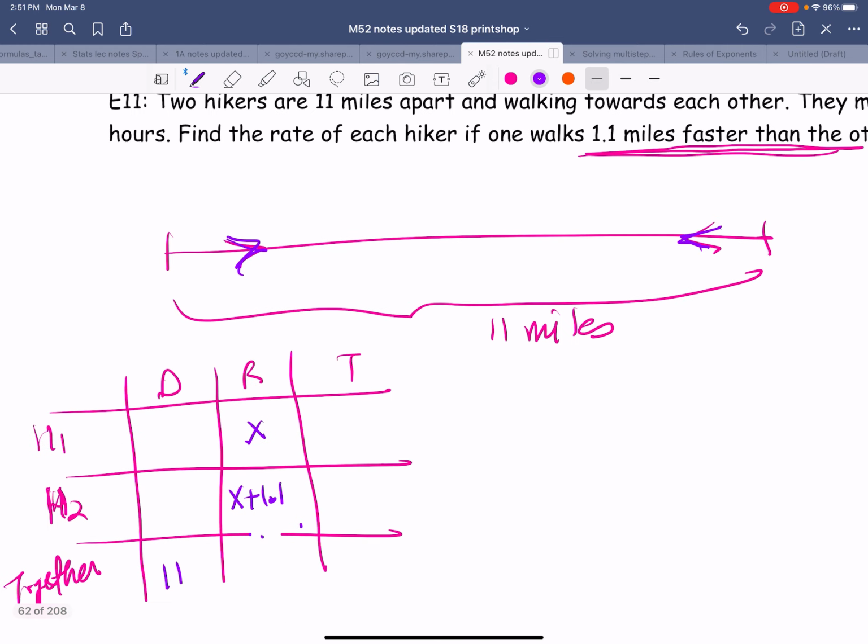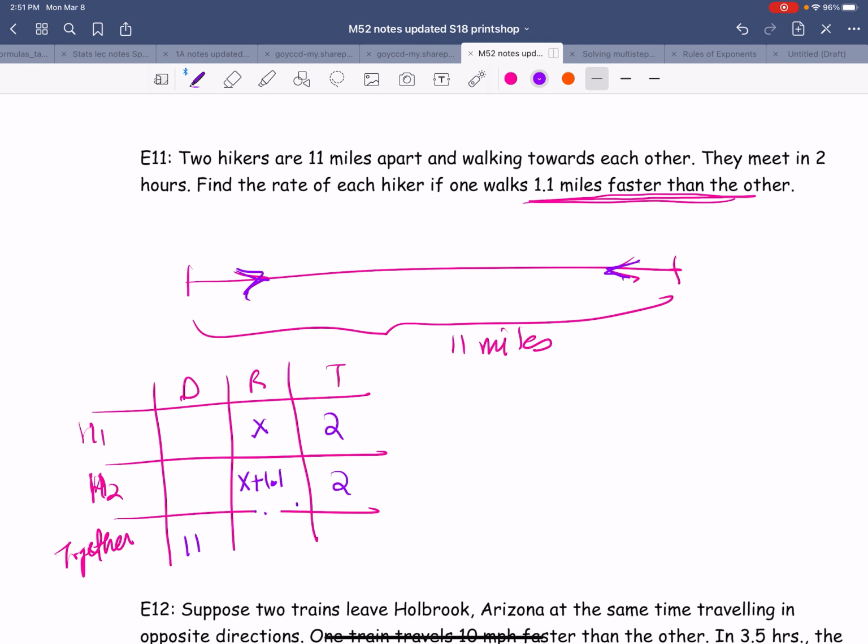And for how long have they been walking? Well, each of them has been walking for 2 hours because they meet after 2 hours. Now let's go back to the relationship d is equal to r times t. Now my distance column is kind of empty, but I can use the other 2 columns to fill up my distance column. So r times t, d will be 2x here, 2 times x plus 1.1 here. All right, that's where my equation is when I have all 3 here. So the distance covered by the first hiker plus the distance covered by the second hiker is equal to 11 miles.